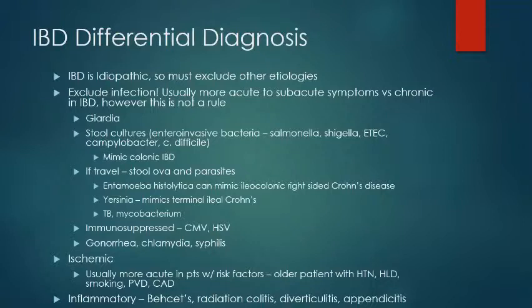Ischemic colitis is also a new differential, and that's in more patients who have more acute abdominal pain, diarrhea with colitis. And those patients tend to be older, and they tend to have risk factors for vascular disease, your classic ones. And then there's other types of non-IBD inflammatory bowel disease, not Crohn's or colitis, but they're still inflammatory bowel disease, and that's like Behçet's, radiation colitis, and then there's non-inflammatory or non-immunologic like diverticulitis and appendicitis.